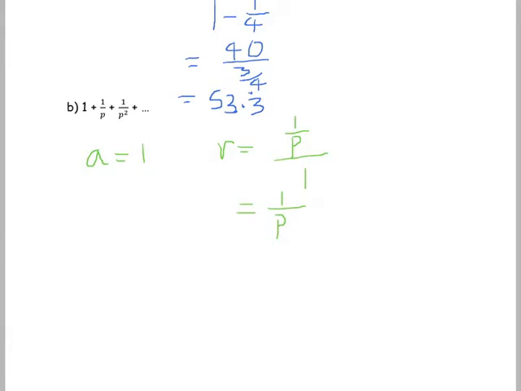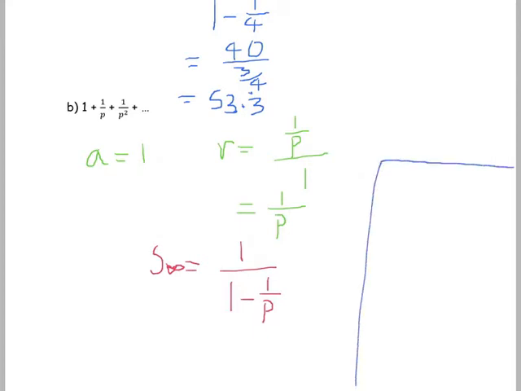So let's substitute now our values into our equation. The sum to infinity is going to be equal to the first value divided by 1 minus 1 over p. Well, we need to figure out what is 1 minus 1 over p. So that's a little side over here. If we convert 1 to p over p minus 1 over p, you'll find that you get p minus 1 over p.